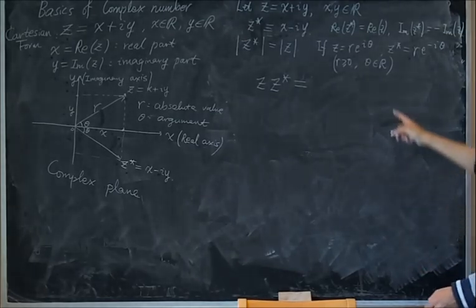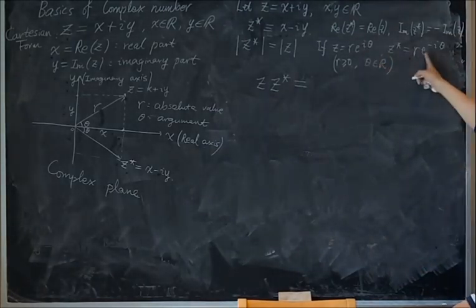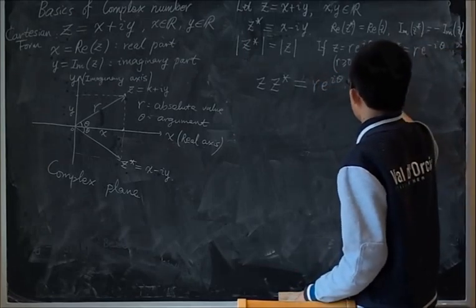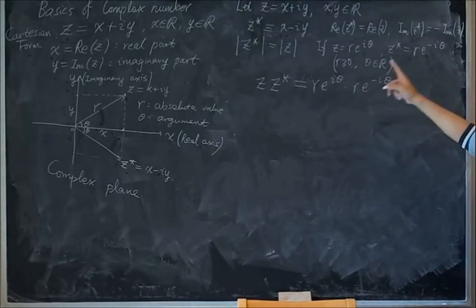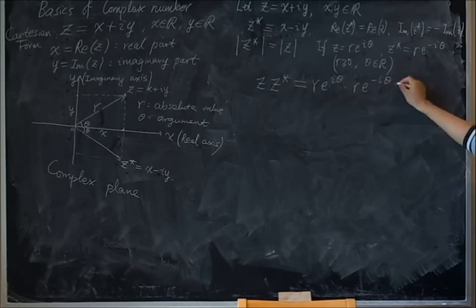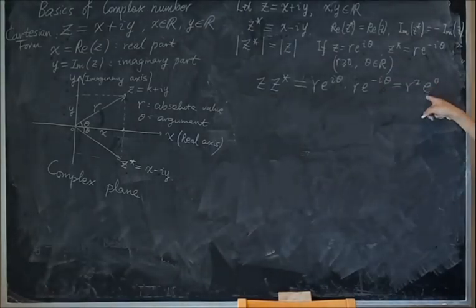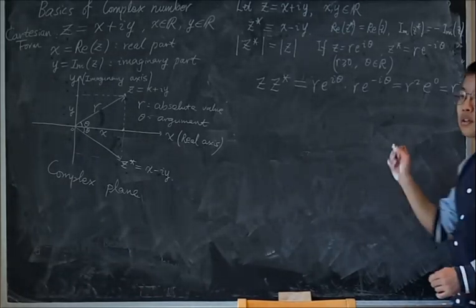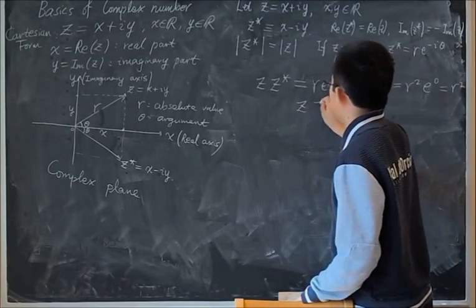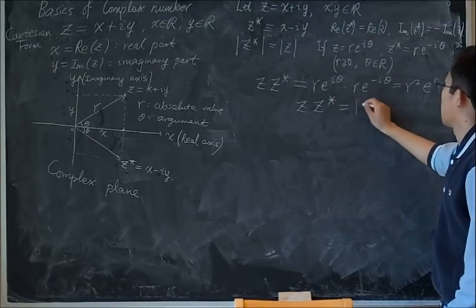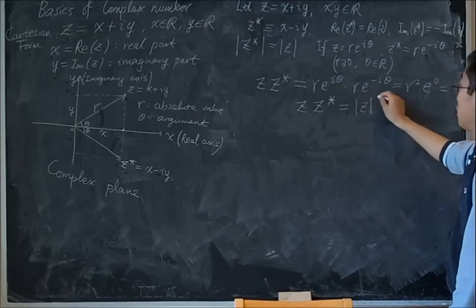In this case, let's use this form. r e to the i theta times r e to the negative i theta. e to the i theta times e to the negative i theta: i theta plus negative i theta is 0. So that's literally r squared times e to the 0. Well, e to the 0 is obviously 1. So that is just r squared. But remember that r is the absolute value, right? So we can conclude that z times z star is actually the absolute value squared.